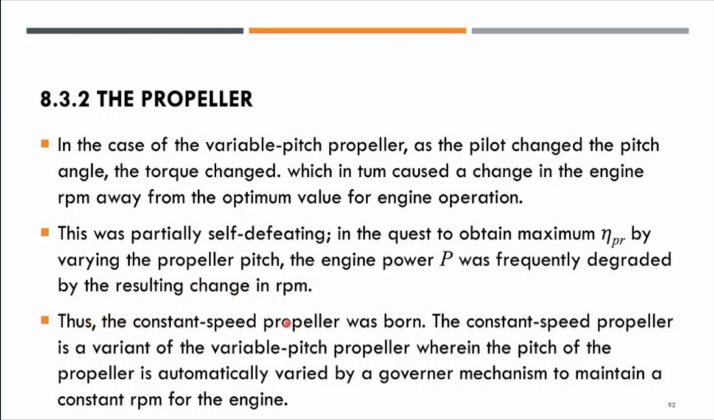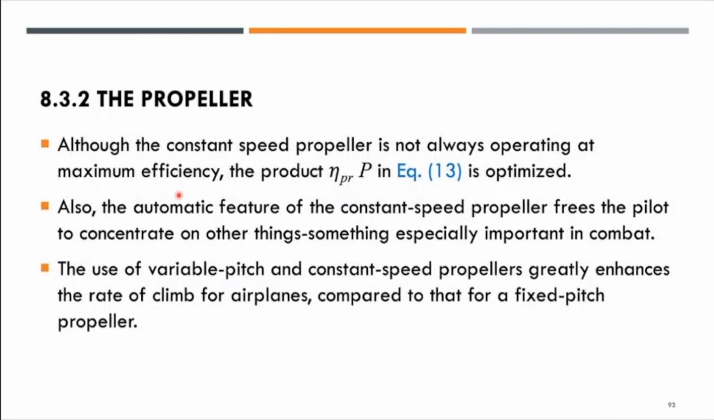Thus, the constant speed propeller was born. A constant speed propeller is a variant of the variable pitch propeller, wherein the pitch of the propeller is automatically varied by a governor mechanism to maintain a constant RPM for the engine. Although the constant speed propeller is not always operating at maximum efficiency, the product of ζ_PR, the efficiency of the propeller, times the shaft power in equation 13 can now be optimized.